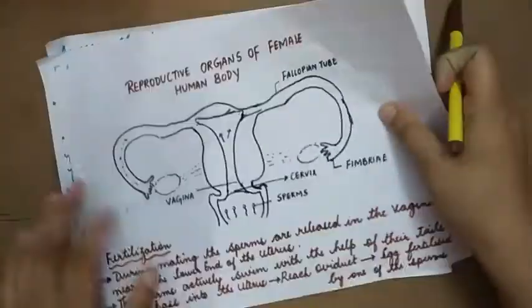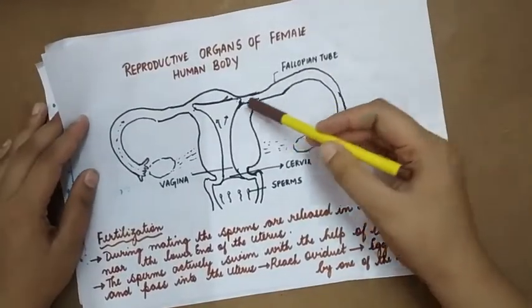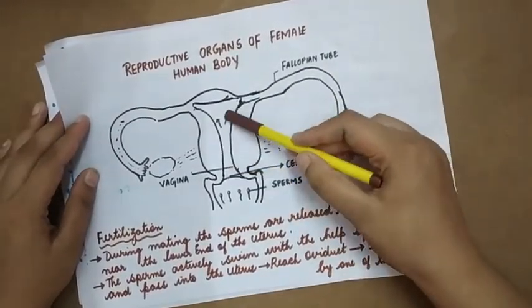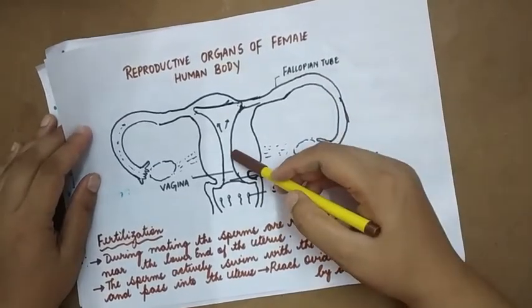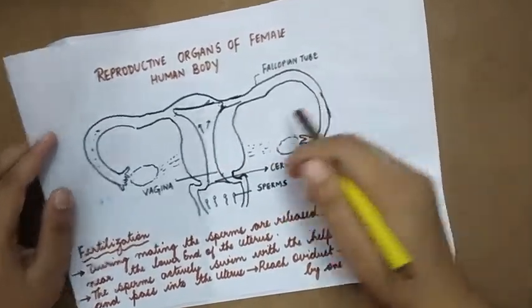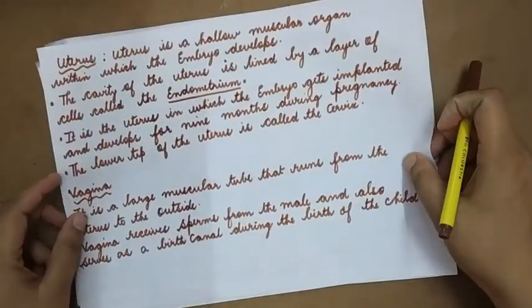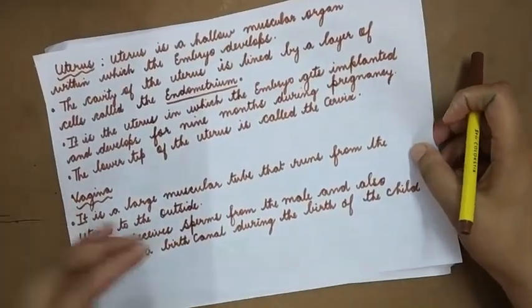So if you look at this diagram, this is the vagina. This vagina is a long tube. Okay, it receives the sperms. It also acts like a birth canal. So hopefully the vagina is clear to you.